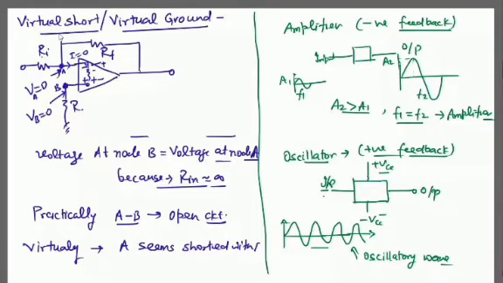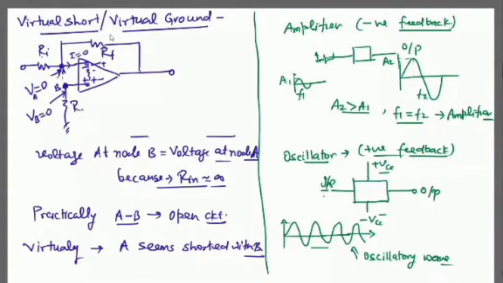This is a very important point. If you want to understand the full operation of this opamp, you have to understand the meaning of this. Practically, A and B are open circuit, because this is infinity. But virtually, A seems shorted with B. Means whatever is the voltage at B, this is like a short circuit connection. In the case of short circuit only, this voltage will be similar. VB equals VA. Is that fine?